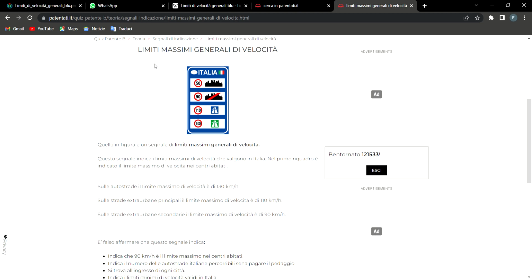In this very video, we are going to be looking at the term Limiti Massimo Generale di Velocità. Limiti Massimi Generali di Velocità. So, in English, this simply means the maximum speed or the maximum kilometer you are allowed to drive on a particular road.